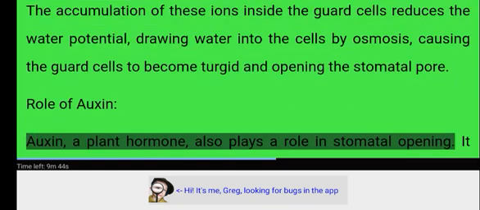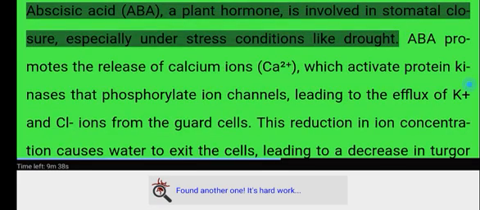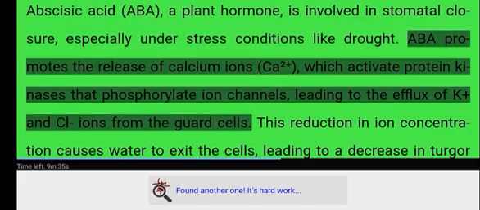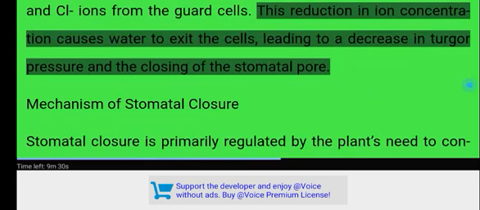Role of auxin. Auxin, a plant hormone, also plays a role in stomatal opening. It can stimulate ion channel activation and influence the movement of ions into the guard cells, contributing to stomatal aperture regulation. Role of abscisic acid (ABA). Abscisic acid, a plant hormone, is involved in stomatal closure, especially under stress conditions like drought. ABA promotes the release of calcium ions (Ca²⁺), which activate protein kinases that phosphorylate the ion channels, leading to the efflux of K+ and Cl- in the guard cells. This reduction in ion concentration causes water to exit the cells, leading to a decrease in turgor pressure and the closing of the stomatal pore.